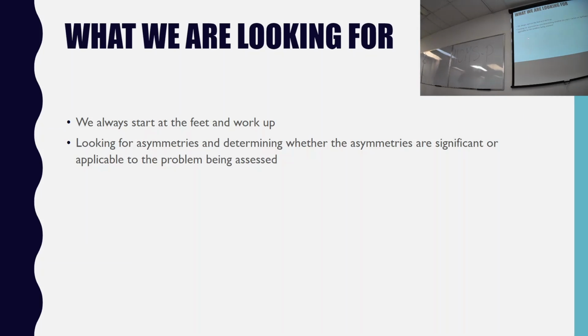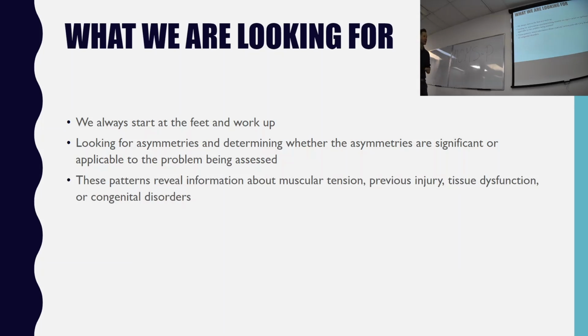Again, we're looking for asymmetries to determine whether the asymmetries are significant. These patterns reveal information about muscular tension, previous injury, tissue dysfunction, potentially congenital disorders. Things like scoliosis could be congenital, could be functional, structural, or functional. We could see elevated shoulders, medially rotated shoulders, forward head postures, all the common things we've discussed, which tell you largely what you're going to work on.